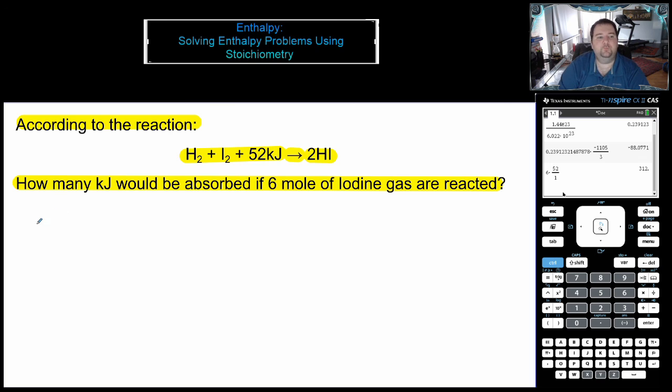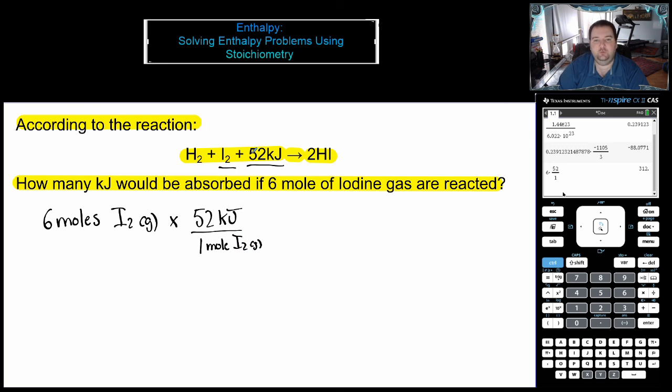So what do we know? We know that we have 6 moles of iodine gas. And we know that 52 kilojoules of energy are required for every 1 mole of iodine gas, there's only 1 mole here. So 52 kilojoules of energy for every 1 mole. We can see that from our problem. Let's see what this is going to give us.